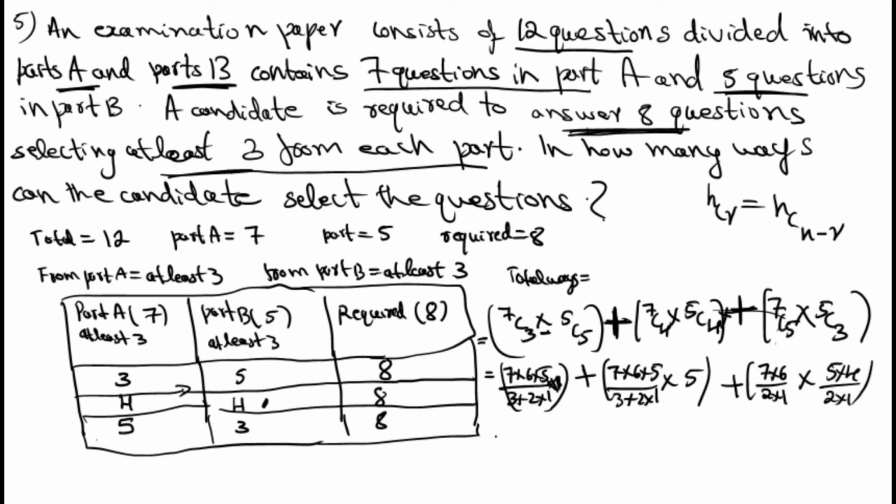It's equal to, see, 3 2s are 6, 6 gets cancelled, 7 5s are 35, plus here 3 2s are 6, 6 gets cancelled, 5 5s are 25 into 7. Plus here 2 2s are 4 gets cancelled, 7 5s are 35 into 6. Now add the possible values. Here we will get the answer 420. So 420 possibilities are there.